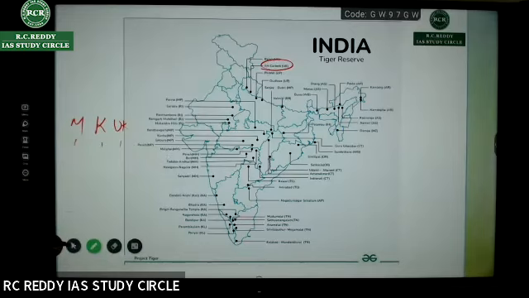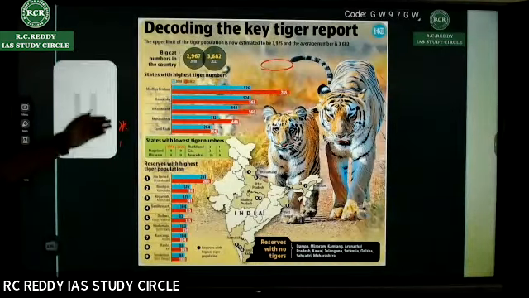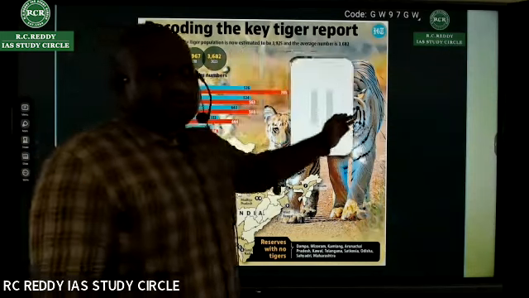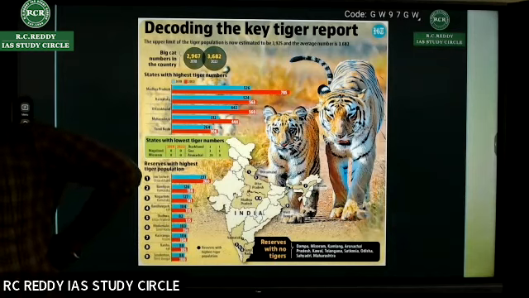Okay. Now we know that we have something called tiger census, and when you look at this tiger census, this was the 8th census which was given, and it is conducted every 4 years. And NTCA conducts this census of tiger reserves with the support of the Wildlife Institute of India.